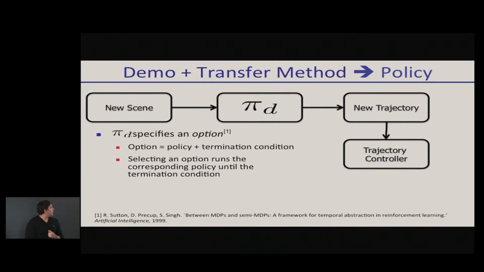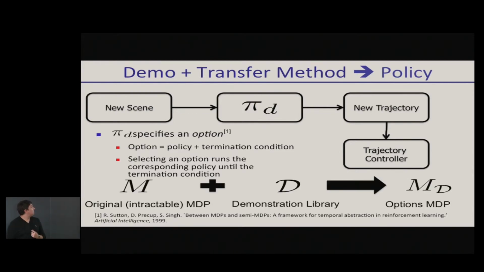So options are the way that you extend MDPs to have temporal abstraction. And what they are is they're a combination of a policy with a termination condition. So for a trajectory, that policy is just moved through each of the waypoints, and then the termination condition is that you reach the final waypoint. And then selecting an option in an options MDP simply runs that option until you hit the termination condition, and then stops and returns control. So now, what we can say is that we've got our original MDP, which is intractable, we don't know what to do. Now we get a demonstration library, and what happens? We get an options MDP, which is parameterized by our demonstrations.